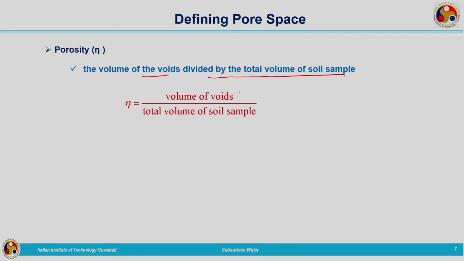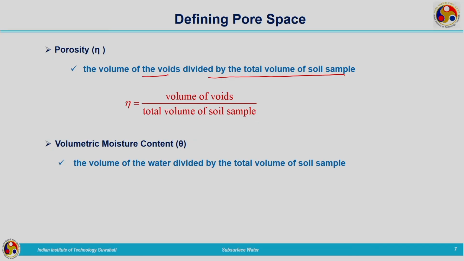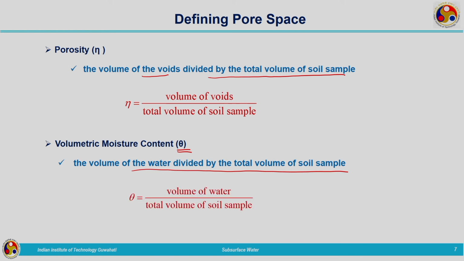Now the next term we need to understand when we are talking about soil water is the volumetric moisture content, represented by theta. You might have studied volumetric water content and also gravimetric water content. Here in this course, I will be using only the volumetric moisture content, not gravimetric water content. Theta is the volume of water divided by the total volume of soil sample. These two terms are very important when we talk about the infiltration process.